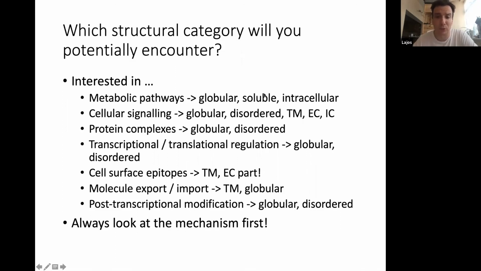They are also soluble, so even if you don't have a structure, it's not extremely hard to identify the structure by just crystallizing or by using NMR. And also, they are almost always, of course, intracellular. If you are dealing with cellular signaling, then you will have some transmembrane proteins. Sorry for these abbreviations. I will always tell you what they are. TM is for transmembrane.